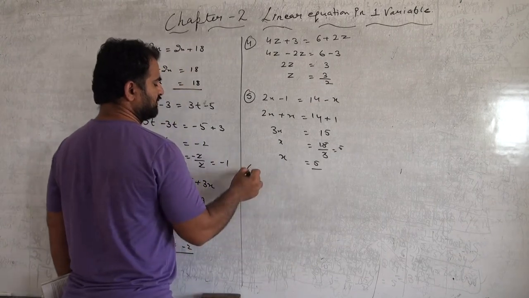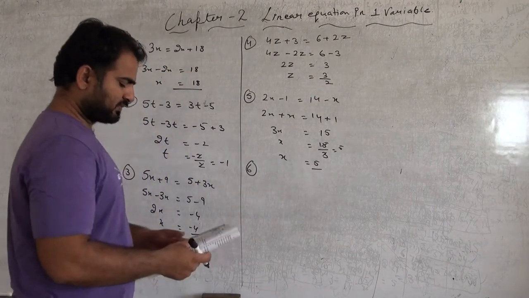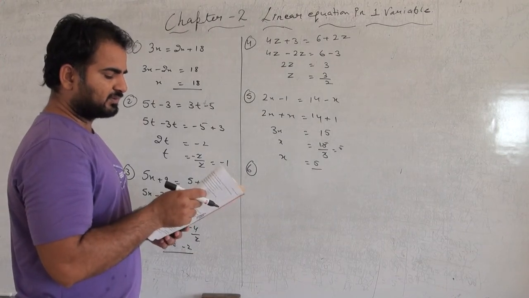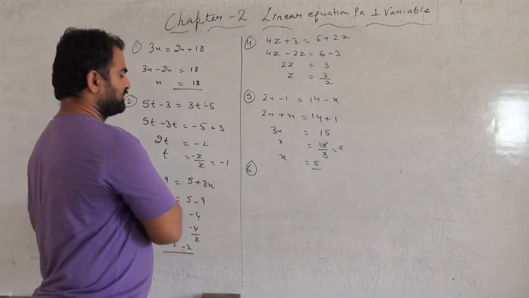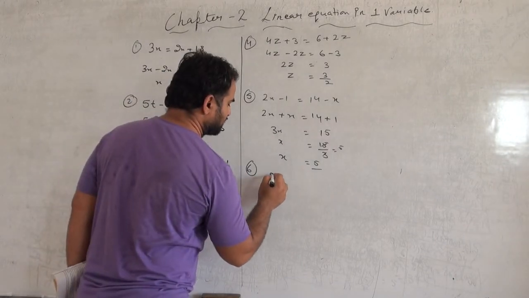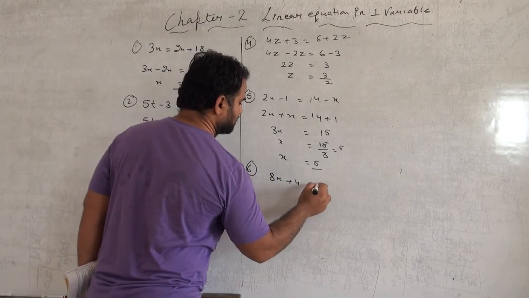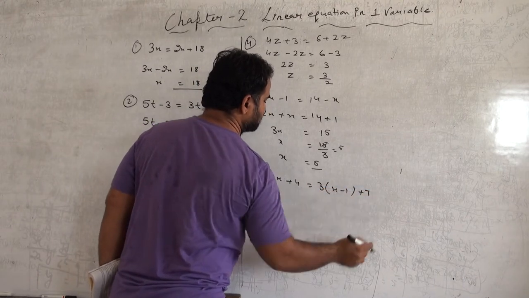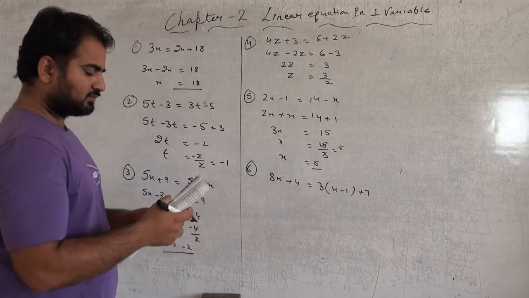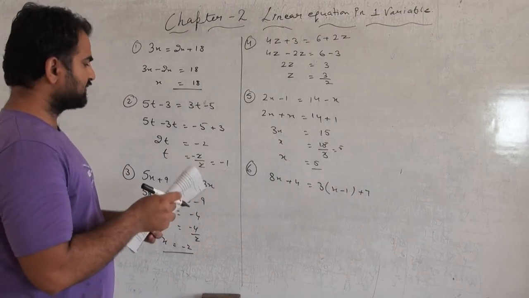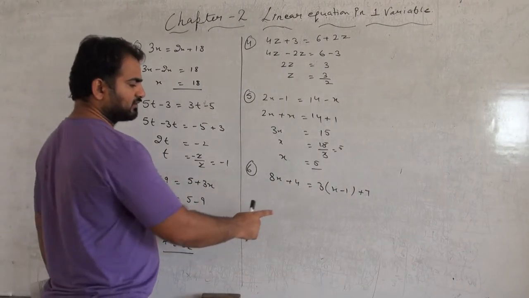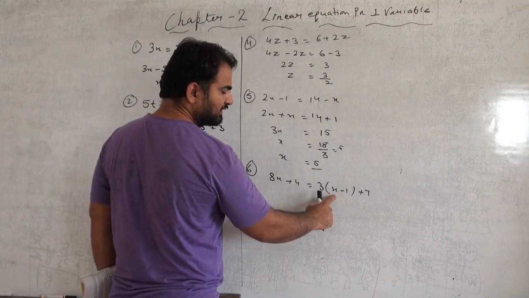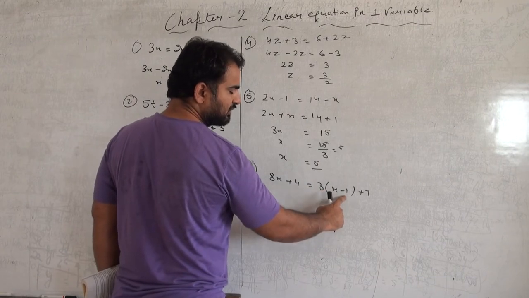Answer. Question number 6 is 8x plus 4 equals to 3 bracket x minus 1 plus 7. Okay, so first of all we have to solve the bracket. So we have to multiply this 3 to x, and then again this 3 to minus 1.